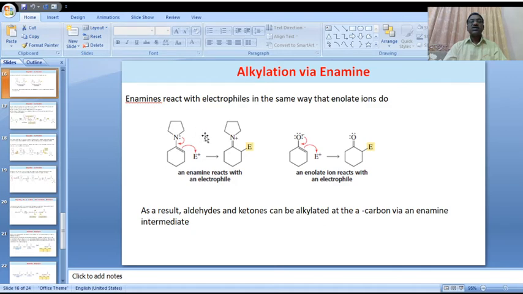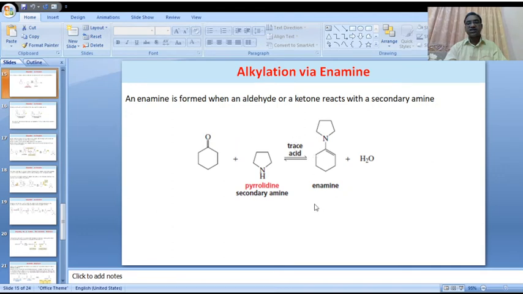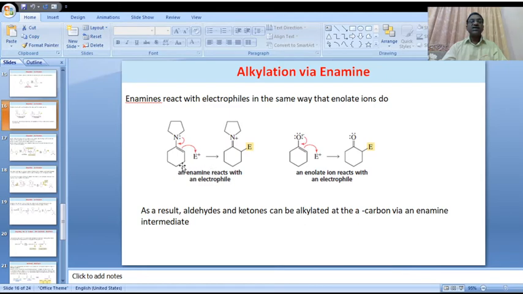This is the enamine product from the last slide. Here please observe, this is the enamine product. That enamine product is equivalent to an enolate ion, just like an enolate ion. This enamine undergoes further reaction with the electrophile. An enamine reacts with an electrophile. That electrophile attacks the alpha position.